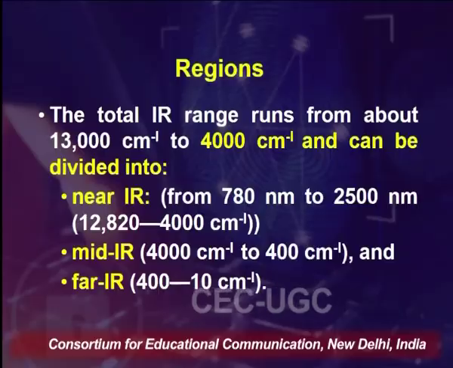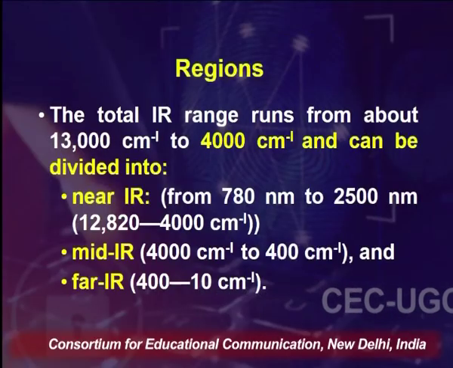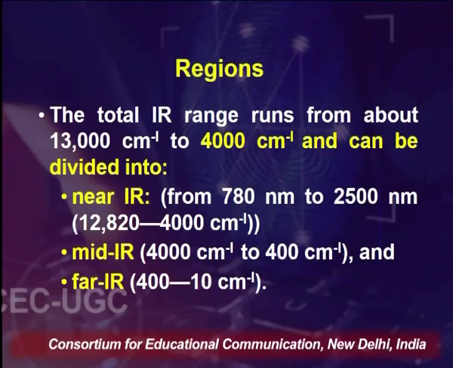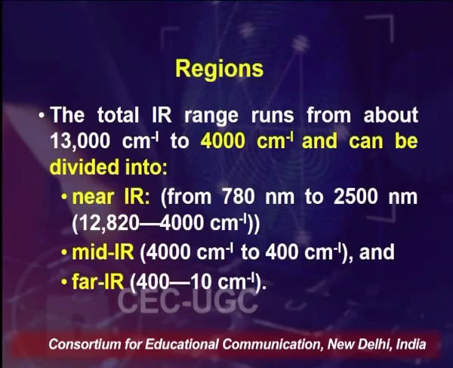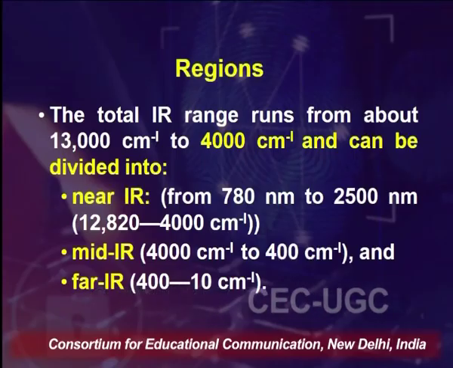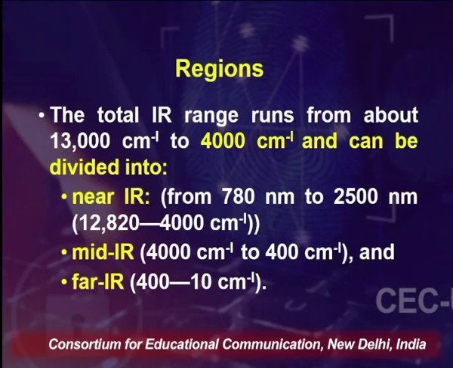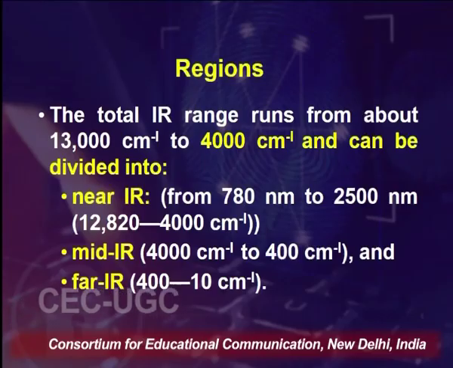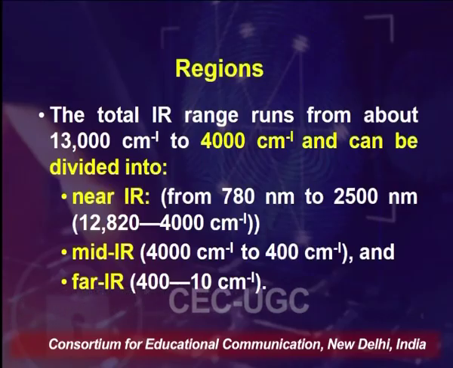The regions are divided on the basis of wavelength. The total IR region runs from about 13,000 centimeter inverse to 4,000 centimeter inverse. This centimeter inverse is the unit of wave number. Whenever we are considering the spectra in IR spectroscopy, the graph always comes between the transmittance and the wave number.